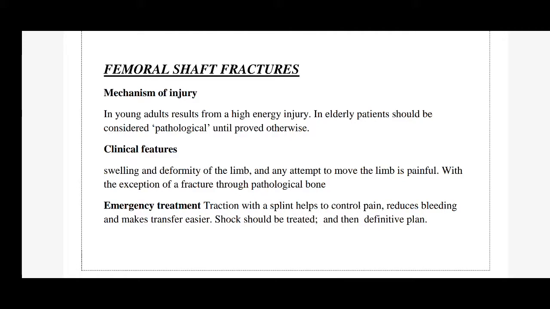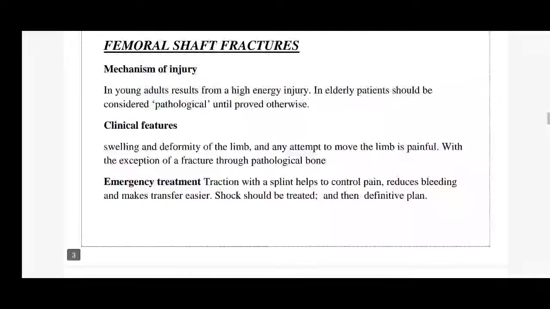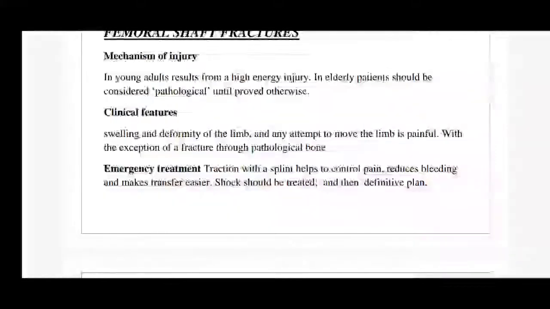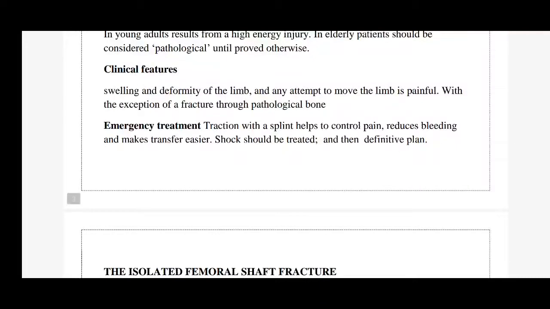So in the management of such injury, we should follow the ATLS and ABC protocol, exclude other injuries, and then go for the femoral fracture. Keep the patient in traction with a simple splint to control pain, reduce the bleeding, and make transfers easier. We use a fixed splint device, the Thomas splint. Another problem is shock, which should be treated.